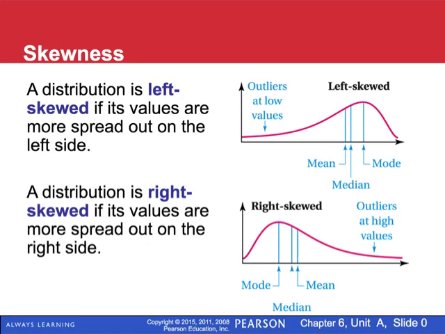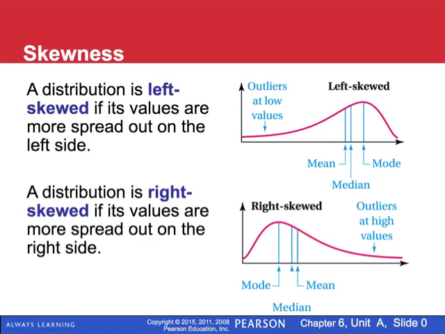Distributions will either be left skewed or right skewed. This can cause a little bit of confusion, because people tend to look at where the hump is and think, well, the hump is on the right, so it's right skewed. This hump is on the left, so it's left skewed. No, that's not how we think about it. You look at where the outliers are, and that's how we define skewness. Outliers over here on the left, on the low values, that's left skewed. Outliers on the right, right skewed.